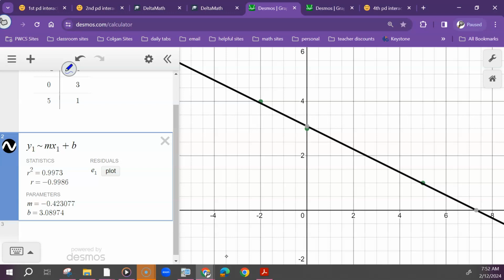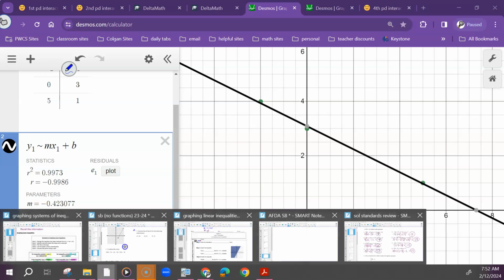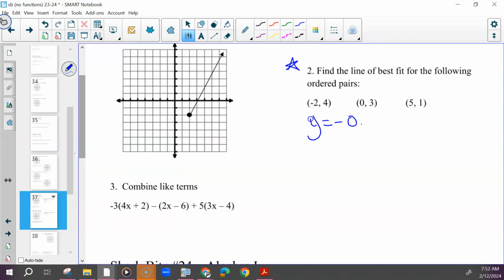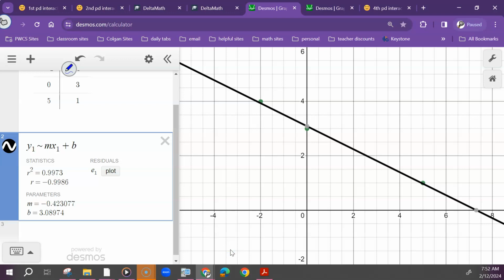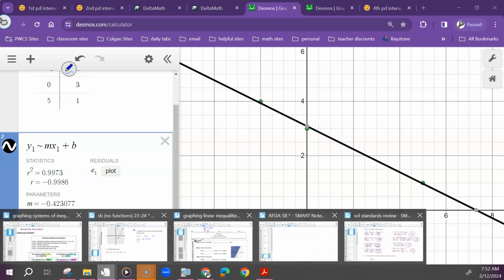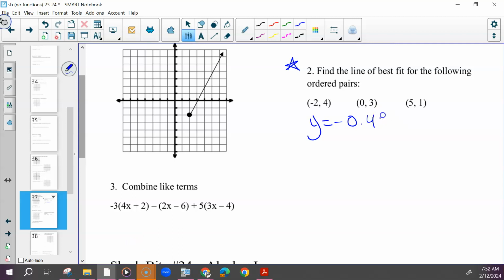It didn't say what to round to, so 3 decimals is fine. Y equals negative 0.423x plus 3.09 would be what that would round to. If you put more decimals than that, that's great. If you only put 2, you should have at least 3. Questions on that one?